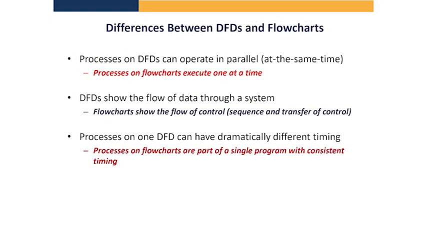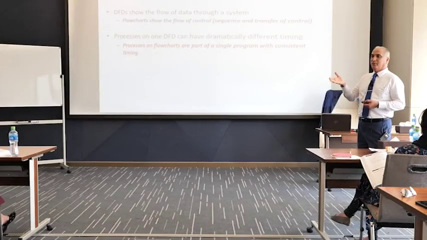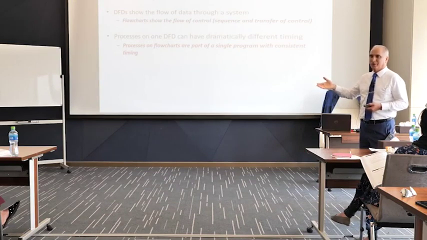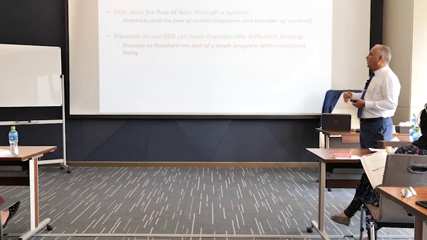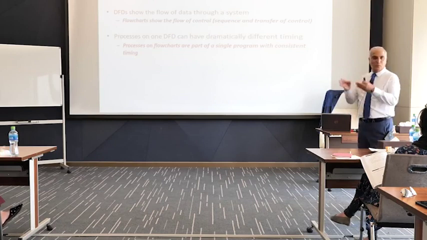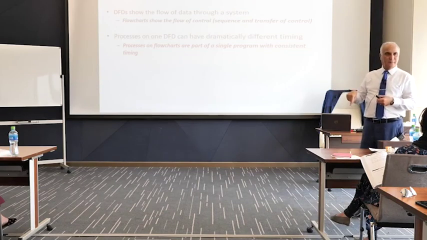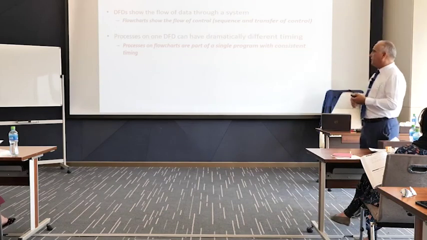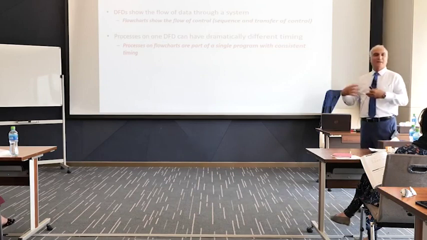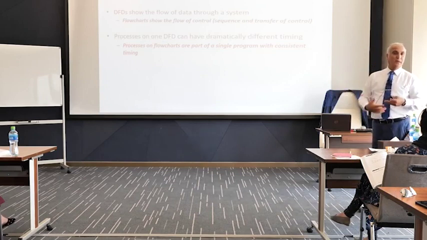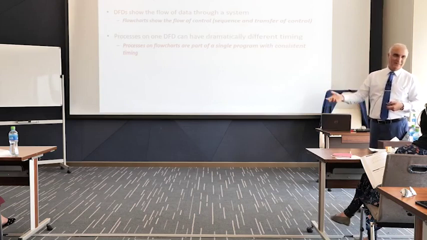There is a difference between a data flow diagram and a flow chart. A flow chart shows me the flow of things with conditions and control. So processes on a flow chart execute one at a time: if this, then that. Whereas processes in a data flow diagram can execute in parallel, or they can execute based on data-driven events.